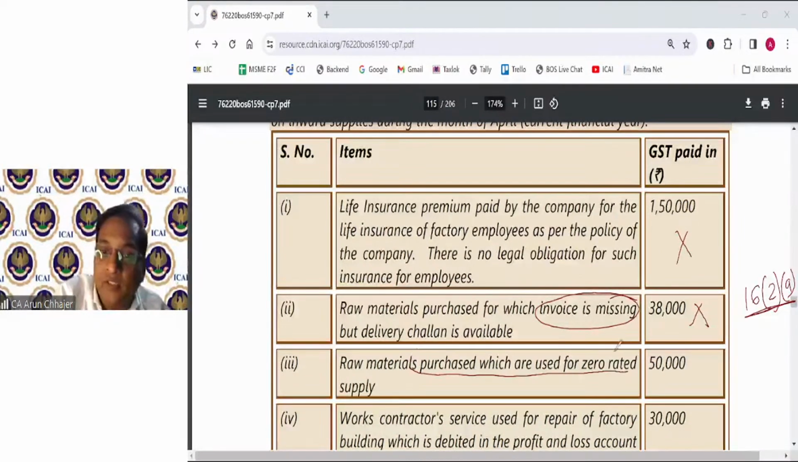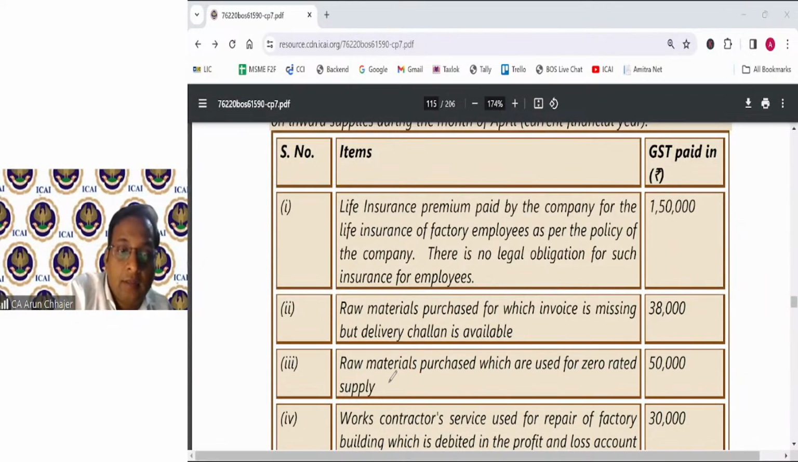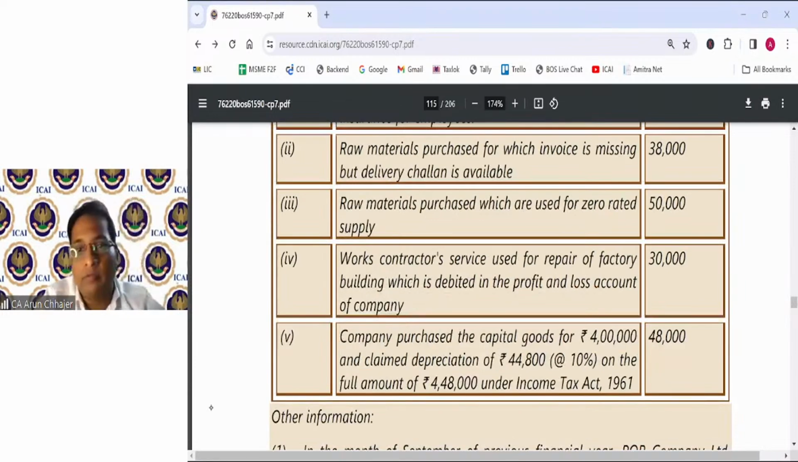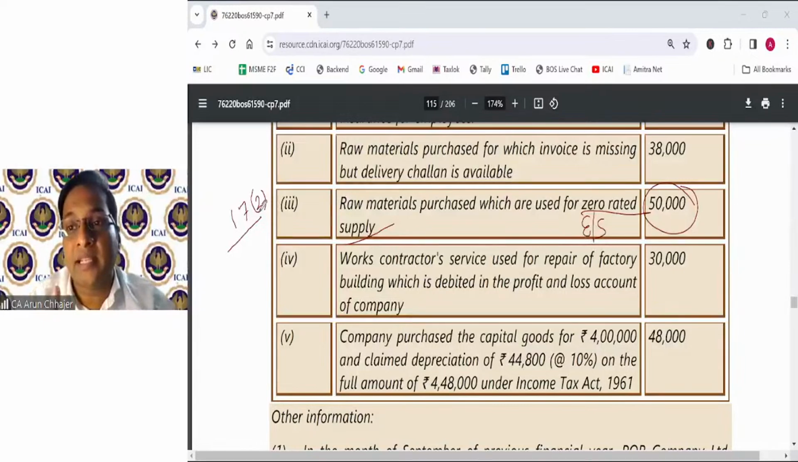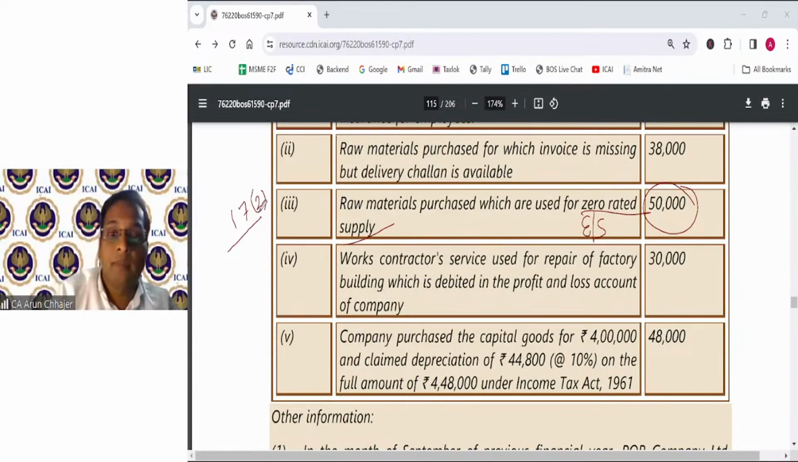Raw material purchases which are used for zero rated supply. Normally we can say the ITC would be available for zero rated supply. What is zero rated? We have discussed that export and SEZ supply are zero rated. And you should write this: as per section 17(2), the zero rated supply is considered as taxable supply. So ITC would be allowed.